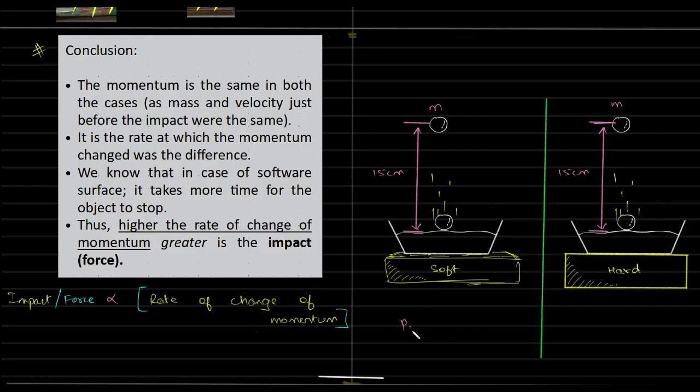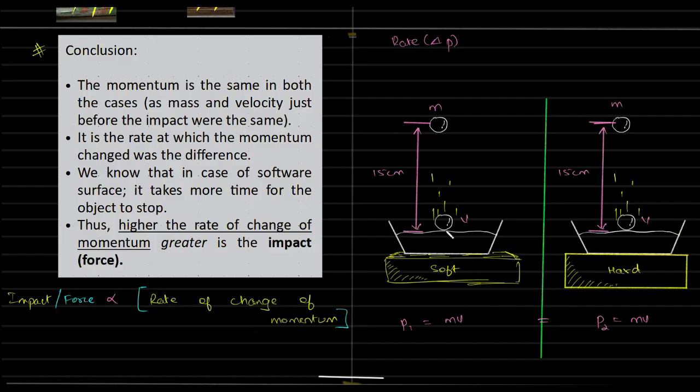Obviously the product m into v over here should be equal to the product m into v over here, since they're falling from the same height, the velocity would be same. And so we have p1 being equal to p2, that is the momentum is the same. It is the rate at which the momentum changes that was the difference. What is the rate of change? Rate of change in general is nothing but how fast something changes. Rate of change of momentum is how fast the momentum changed.